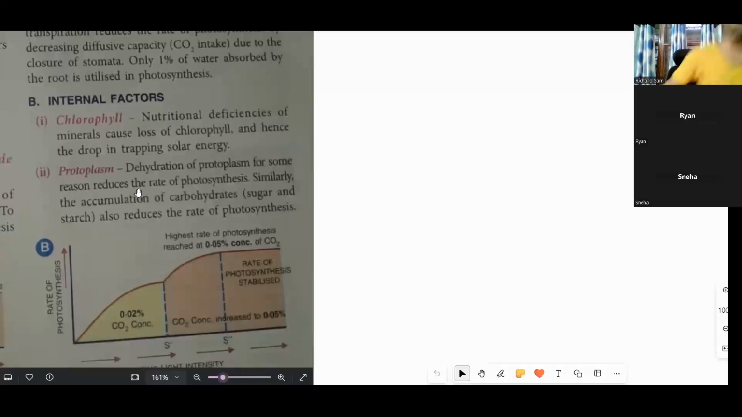Okay, read through the internal factors. One minute. See what the internal factors are. What's the first internal factor? Chlorophyll, right? If a plant doesn't have chlorophyll, will photosynthesis take place? No. So does it happen that the plant does not have chlorophyll? There are cases, if there are nutritional deficiencies, because for chlorophyll to be produced also, the plant needs certain nutrients. And if the plant is not getting those nutrients, no chlorophyll. And if no chlorophyll, then no photosynthesis.